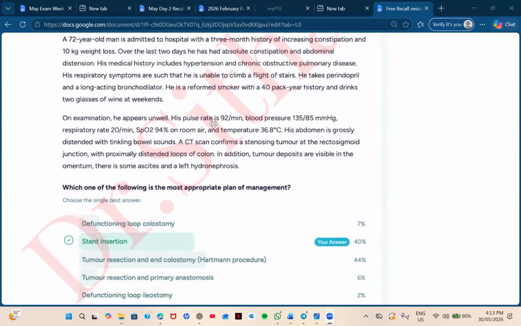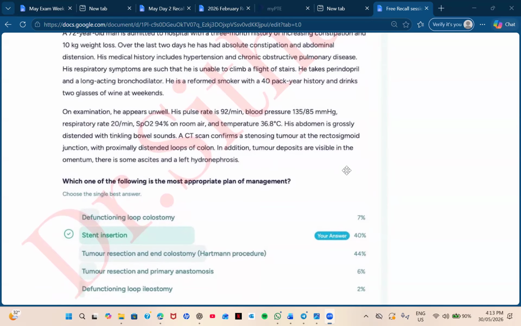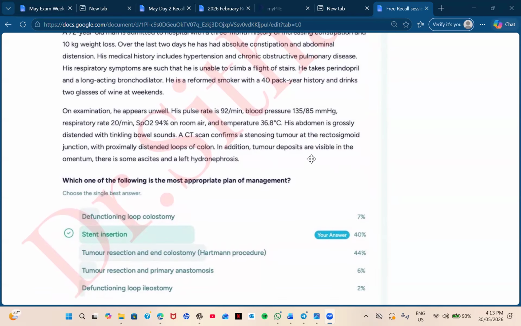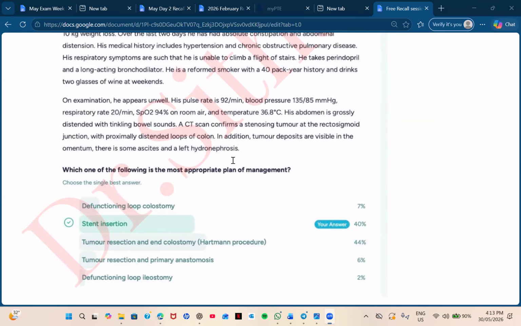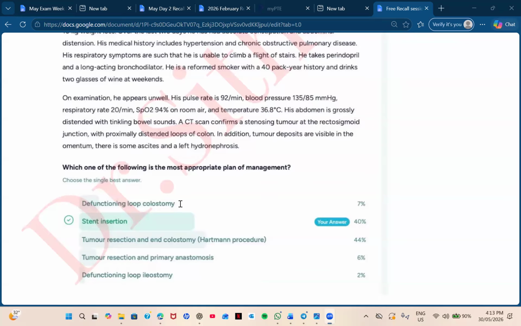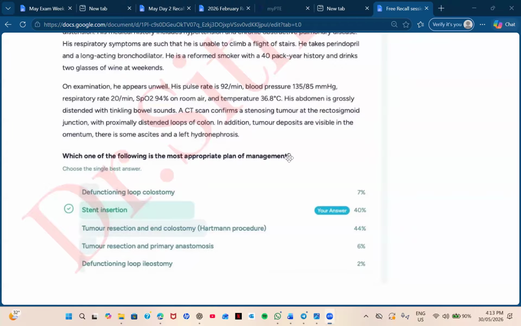He appears unwell. Pulse 92, BP 135 by 85, respiratory rate 20, SpO2 94, temperature 36.8. Abdomen is grossly distended with thin, clear bowel sounds. A CT scan confirmed a stenosing tumor at the rectosigmoid junction with proximally distended loops of colon. In addition, tumor deposits are visible in the omentum. There is some ascites and left hydronephrosis. Which one of the following is the most appropriate plan?